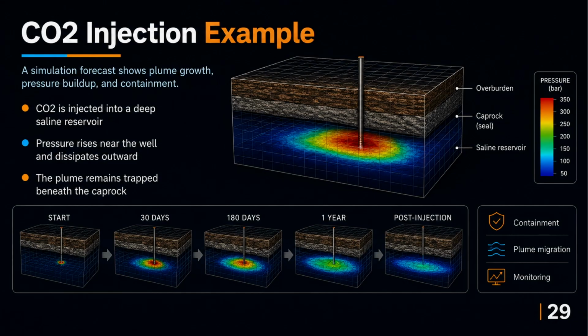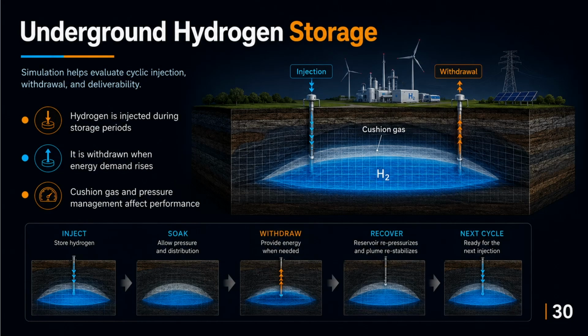Now that we understand CO₂ injection example, let us move to underground hydrogen storage. Underground hydrogen storage is becoming increasingly important because renewable energy is intermittent. Solar and wind can produce excess electricity at some times and insufficient electricity at others. Hydrogen can store this energy chemically, and underground reservoirs may provide large-scale seasonal storage capacity.